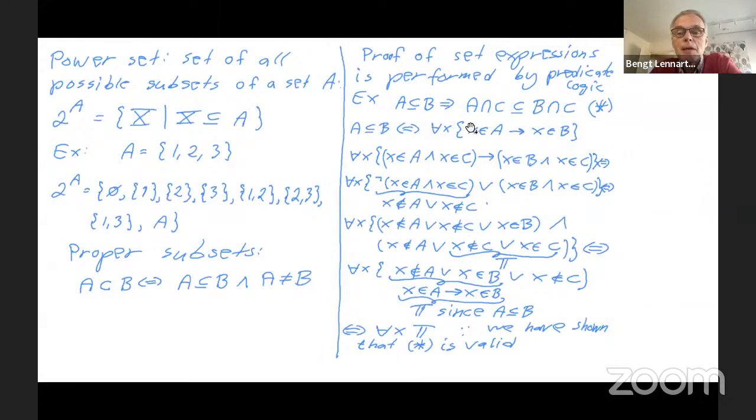So that means that I would like to show the implication: A is a subset of B implies that A intersected with C is a subset of B intersected with C. Sounds quite reasonable, because A is smaller than B, or at least it could be smaller. But let's prove that.